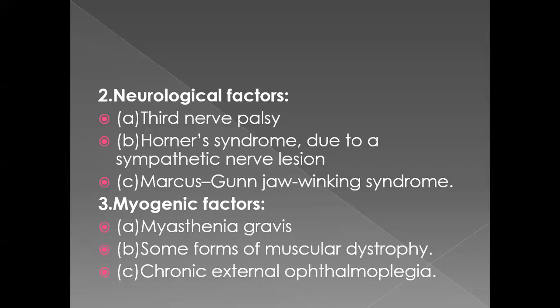But we have added myasthenia gravis into the myogenic factor. Then there are pure muscular causes like muscular dystrophy, where the patient will have ptosis due to the problem with levator palpebrae superioris. The muscle is dystrophied. Okay. Then there is chronic external ophthalmoplegia. This is also a chronic condition that involves the muscles where they become dysfunctional.